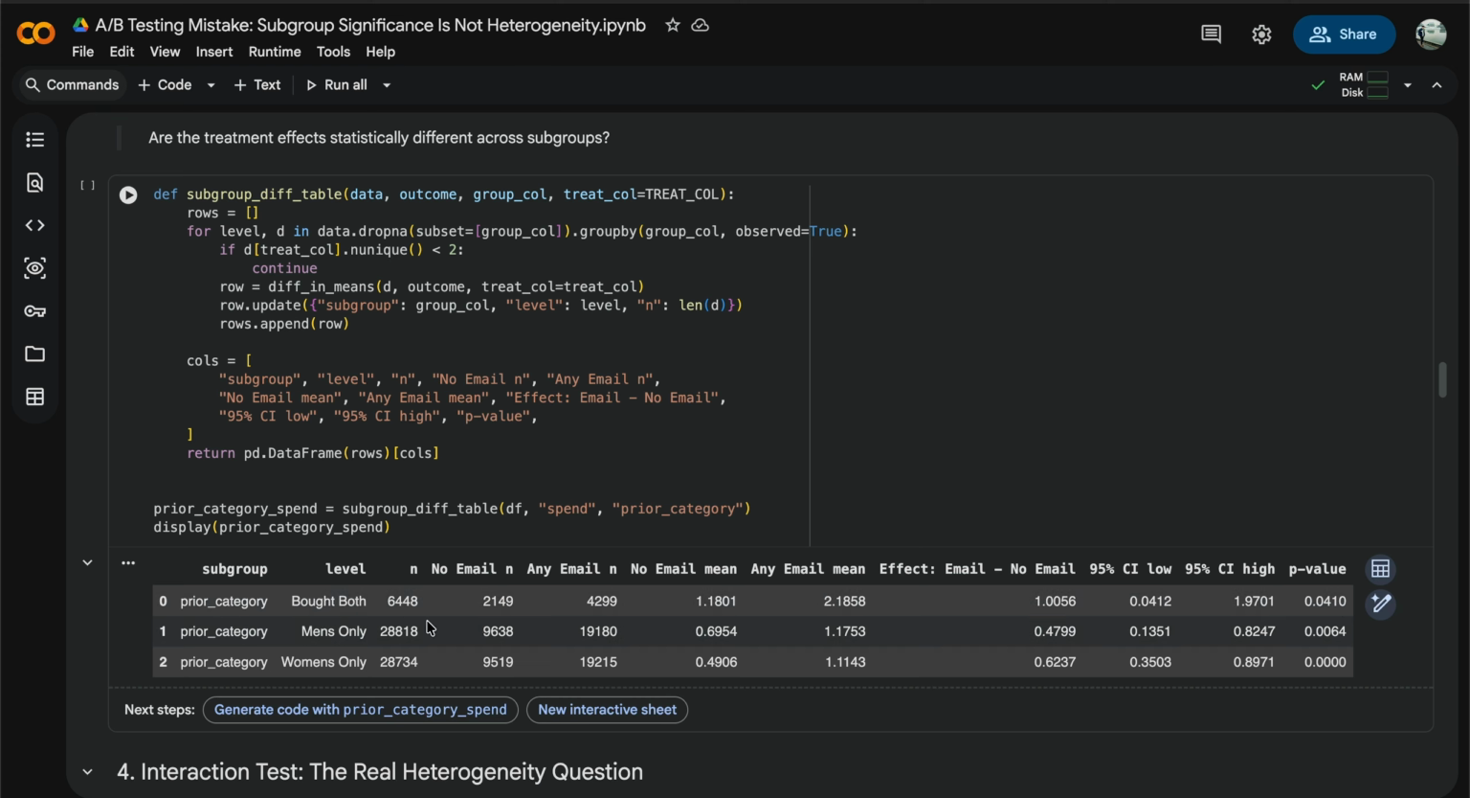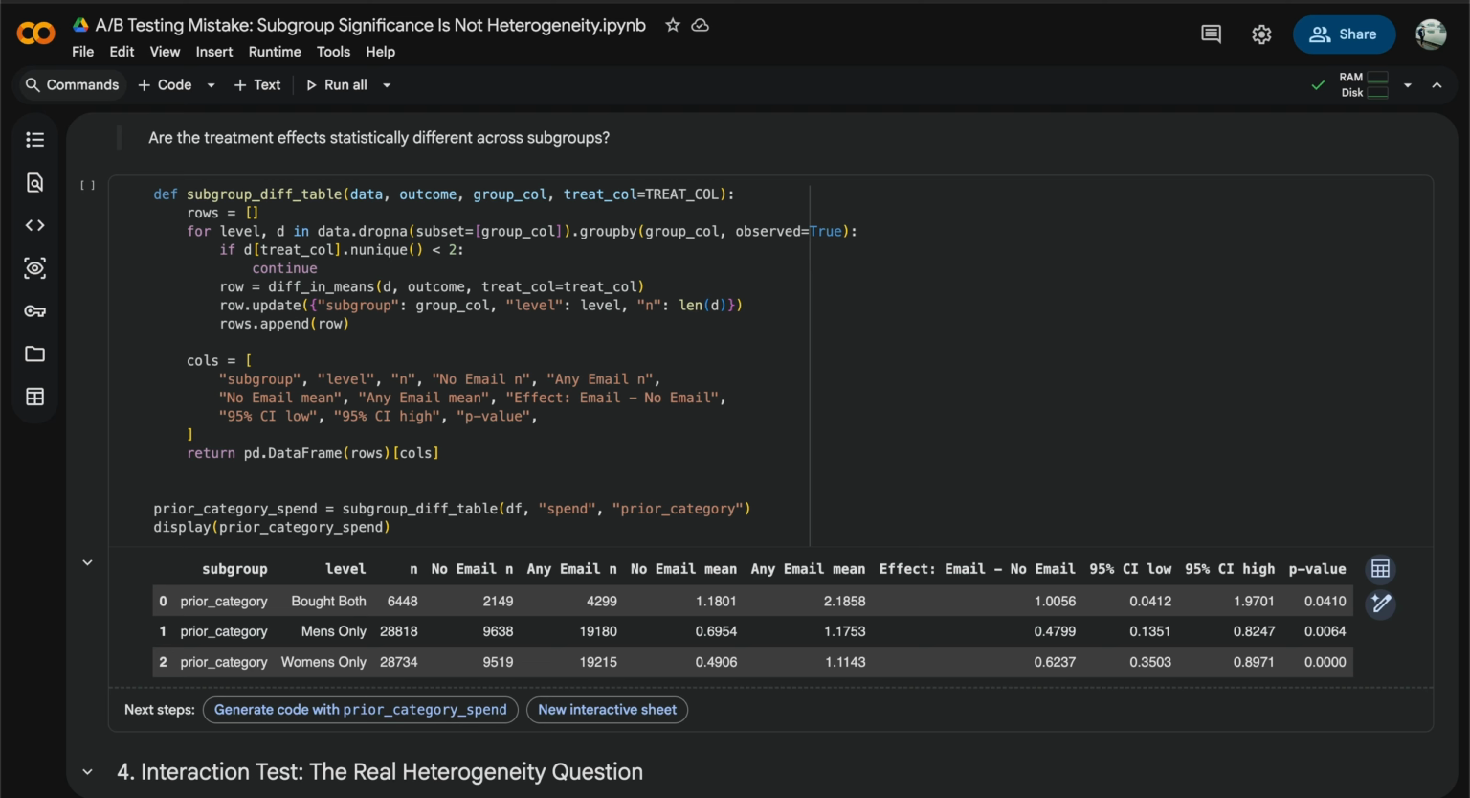For example, when we look at the bought both group, we notice that the effect is positive and the p-value is less than 0.05. But here is where most people often make mistakes, and this is the most important part of this video.